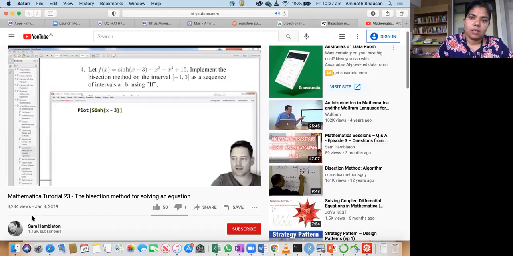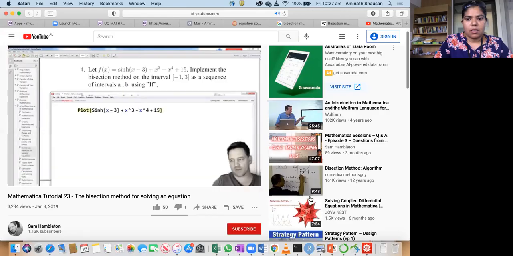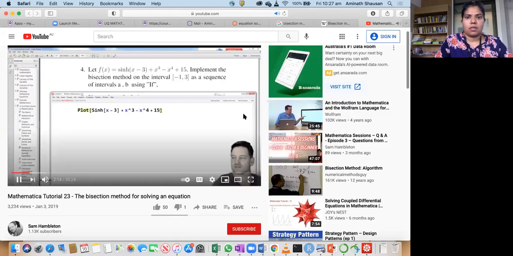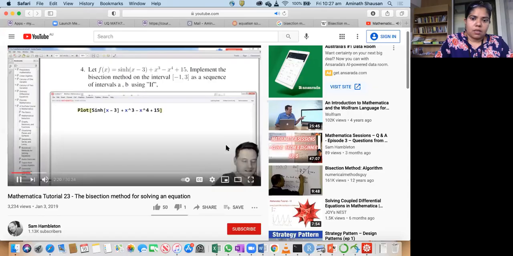Sinh of x minus 3, and then we add x cubed, subtract x to the power of 4, plus 15. Now we want to plot this so that we can see where the roots, or the zeros, of this function are, because those are what we want to find using the bisection method. So let's choose a range, or domain, to plot this in.